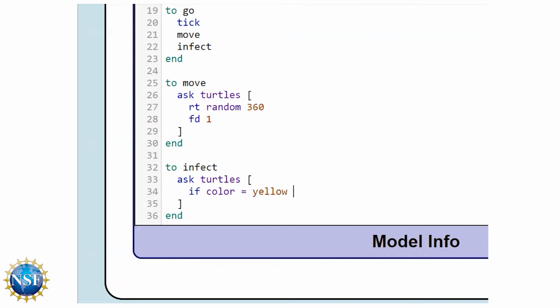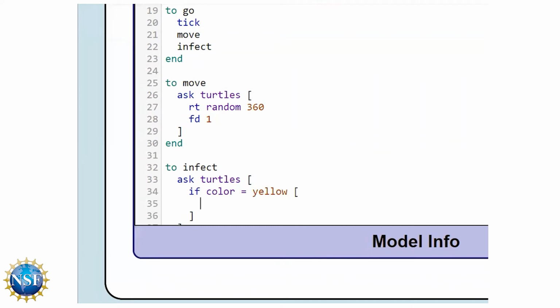When we use if in the code, that is known as a conditional. In other words, if the conditional is met, then the next action written into the code will take place. We ask the turtles if their color is yellow. This makes it so the model finds all of the infected yellow turtles, and then we will ask the infected turtles to do something else.